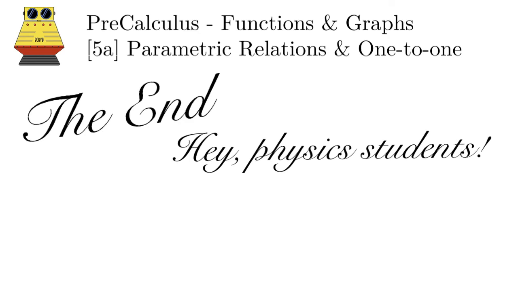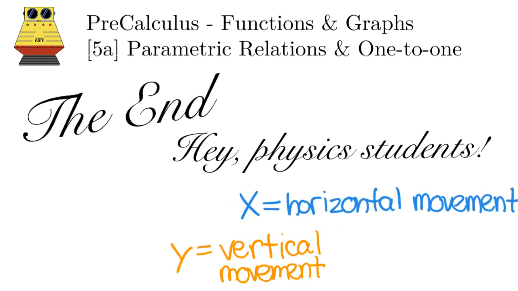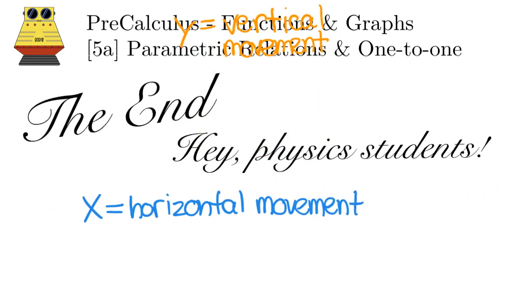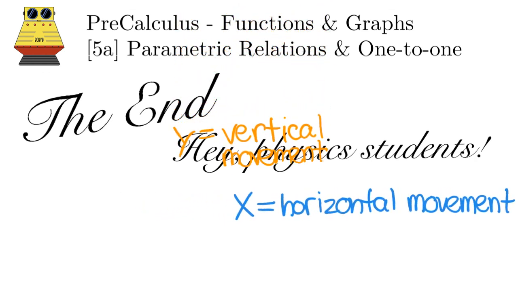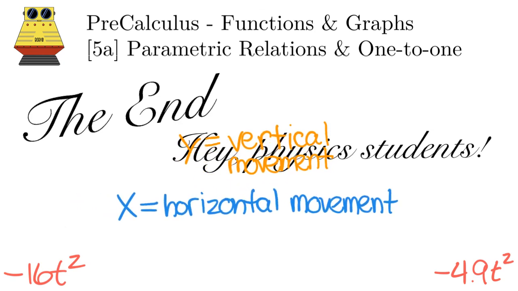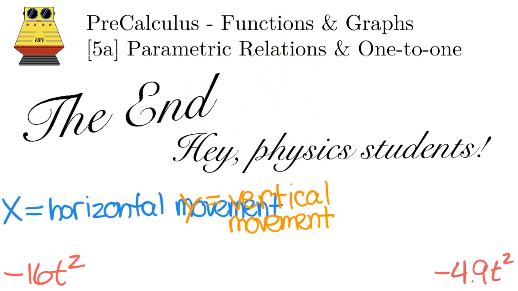And hey, if you're taking physics right now, you can apply parametric equations to the path of projectiles. The x equation models the horizontal movement of the projectile, and the y equation models the vertical movement. The height of that projectile is affected by gravity, so you'll see a -16t² in terms of feet, or a -4.9t² which is in terms of meters.